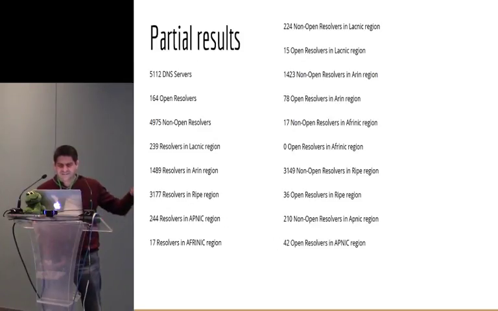We found 78 on your right, fourth line. 78 open resolvers in ARIN region. Almost 1,500 are not open resolvers. So it is nice to see this. These are IPv6 addresses that potentially can be attacked and used by people.